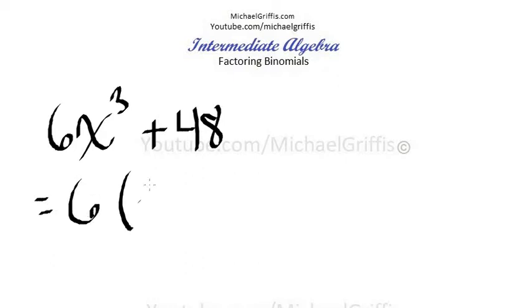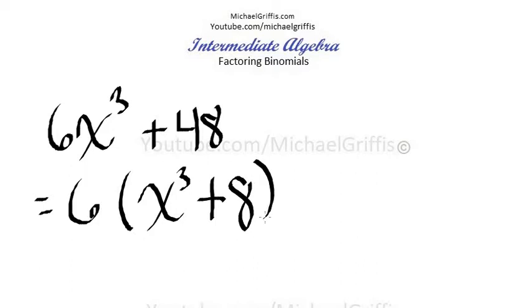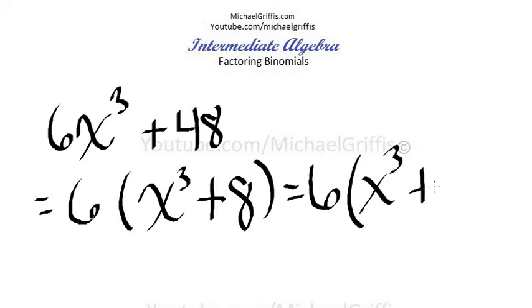So we have 6 times x cubed plus 8. Now we can rewrite 8 as 2 raised to the third power, which is going to be 8. So now we have the sum of two cubes.